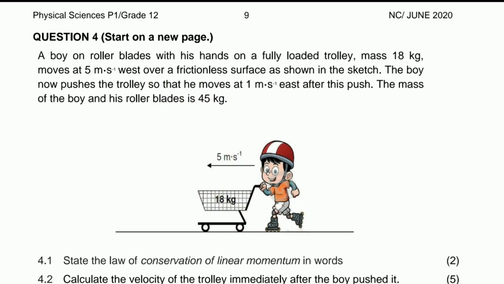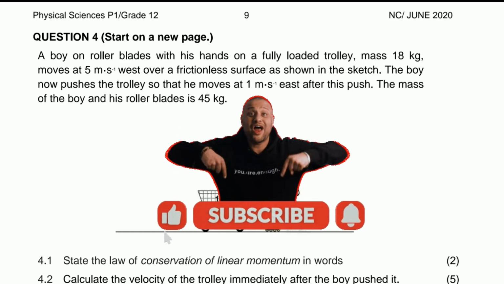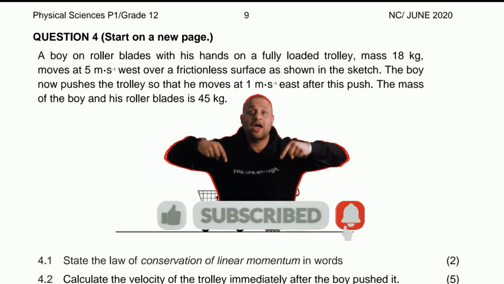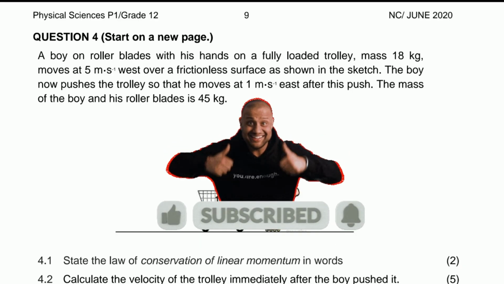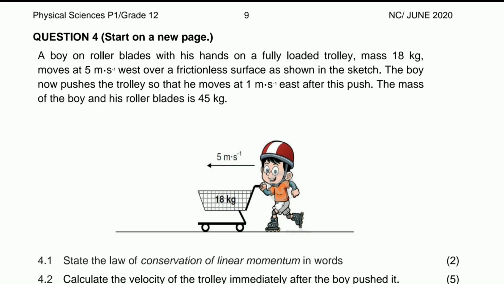This time we're going to be solving question 4 from the mid-year diagnostic exam developed by Professor Rodriguez. It is a question about momentum and impulse, and the question states that a boy on rollerblades with his hands on a fully loaded trolley of 10 kilograms moves at 5 meters per second west over a frictionless surface, as shown in the sketch. Note that here the boy and trolley are moving together. The boy now pushes the trolley so that he moves at 1 meter per second east after this push. The mass of the boy and his rollerblades is 45 kilograms.